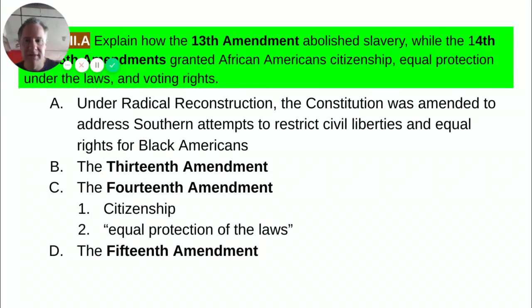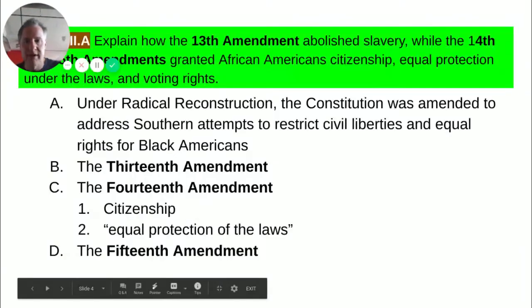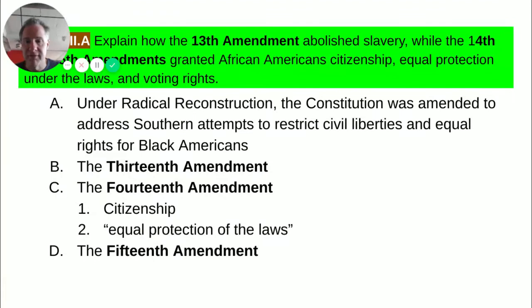So what we're seeing on the 14th Amendment is, again, moving power away from the states. Because if the states violate either of these, the federal government will come in and restrict their power. Same thing we saw down here with radical Reconstruction. The power is shifting from the state to the federal government.